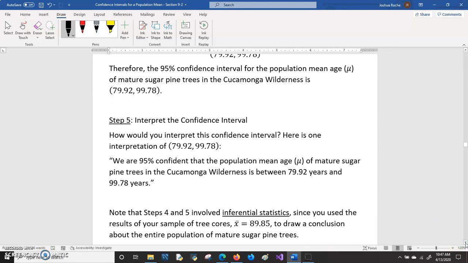The last thing that you would do as a researcher is to interpret the meaning of that confidence interval. And for now, I'm just going to interpret it as one sentence. One way that you could state it is, we are 95% confident that the population mean age of mature sugar pine trees in the Cucamonga wilderness is between 79.92 years and 99.78 years. And as always, you can word your interpretations differently, but however you word it, you want to mention your confidence. You want to mention what you're estimating, which is the mean in this case, and of course you want to mention the actual interval in your interpretation.